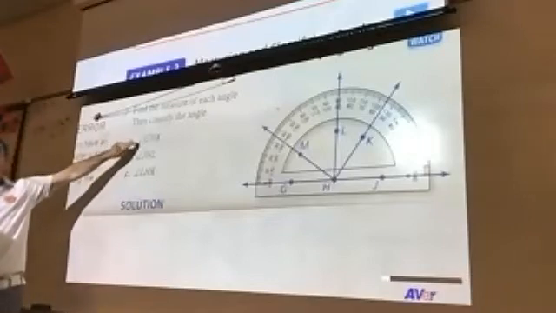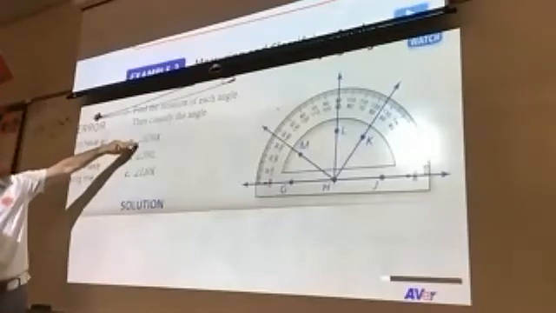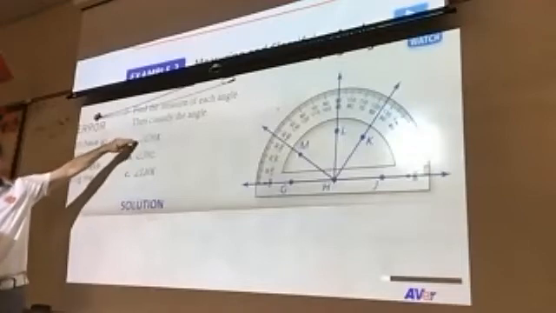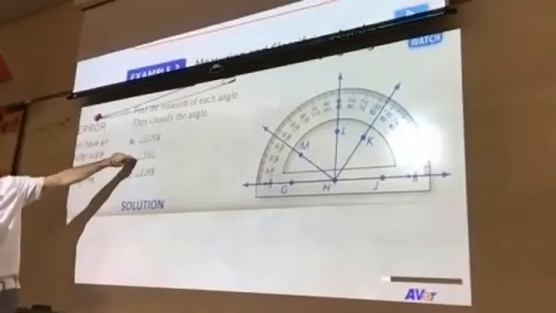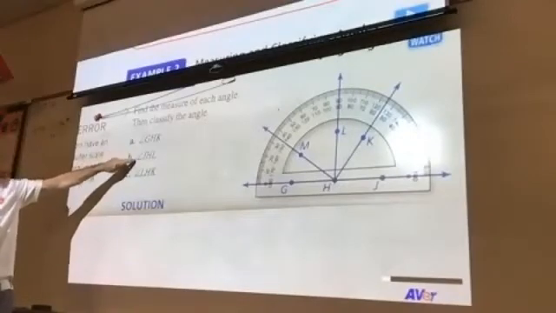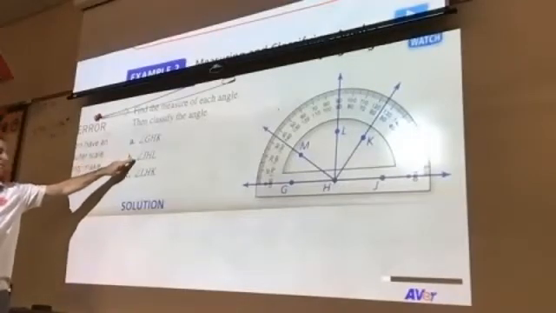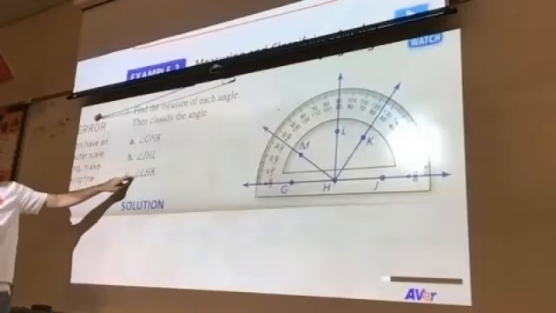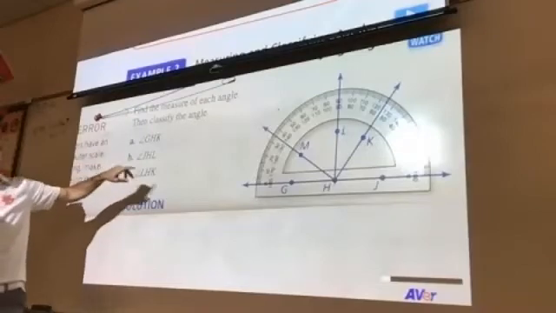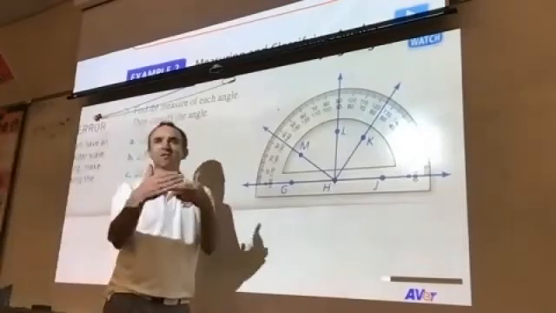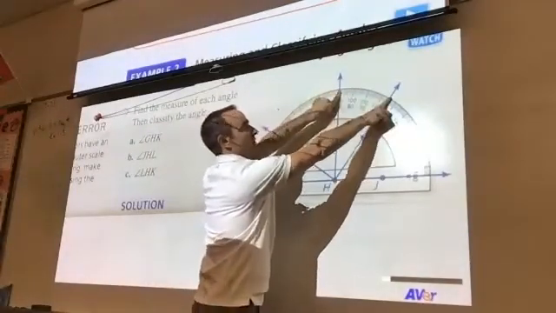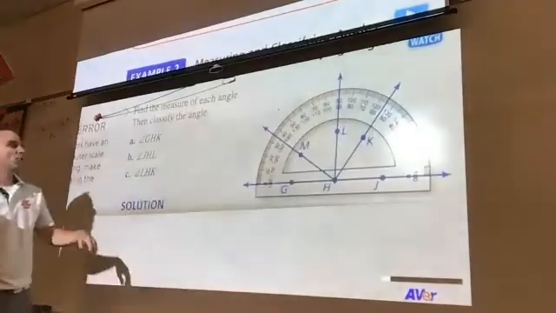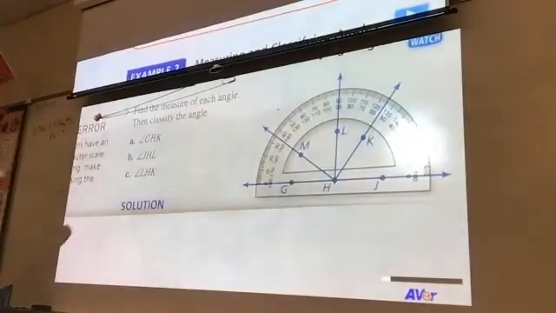Okay. GHK, how many degrees? 125. What type of angle? Okay, JHL, how many degrees? 90. And what type of angle? Right angle. LHK, how many degrees? 35. Remember, just like a ruler, you don't have to start at 0. You can subtract the 125 from the 90 and get that to a 35-degree angle. And then what type of angle would that be? Acute. There you go.